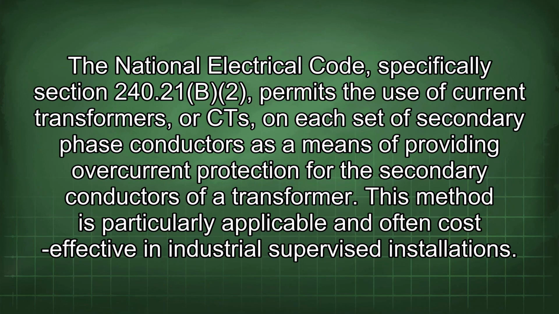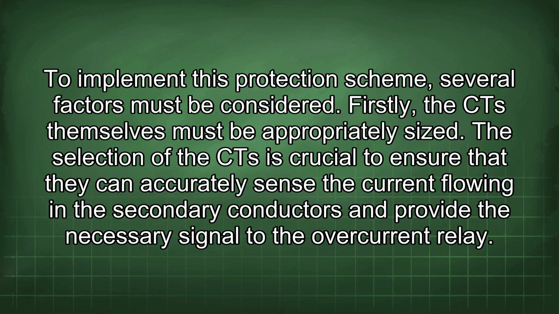The National Electrical Code, specifically Section 240.21(B)(2), permits the use of current transformers, or CTs, on each set of secondary phase conductors as a means of providing overcurrent protection for the secondary conductors of a transformer. This method is particularly applicable and often cost-effective in industrial supervised installations. To implement this protection scheme, several factors must be considered.